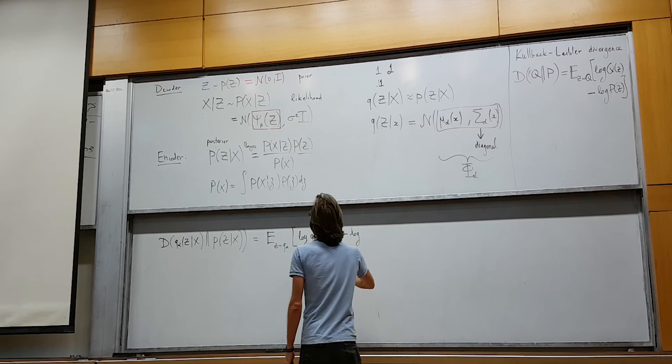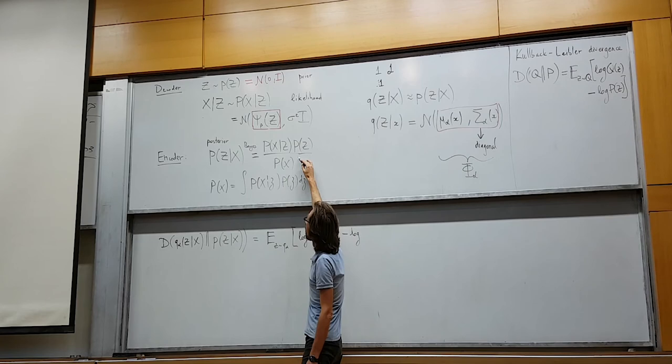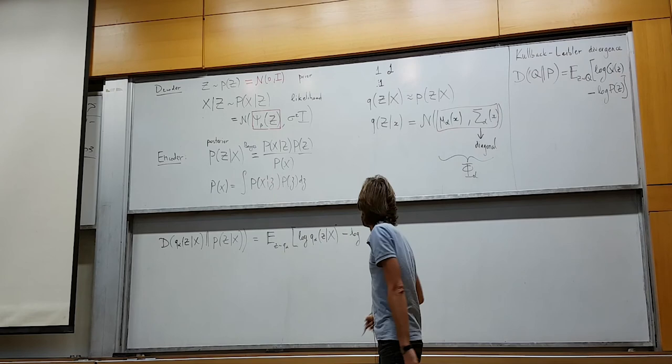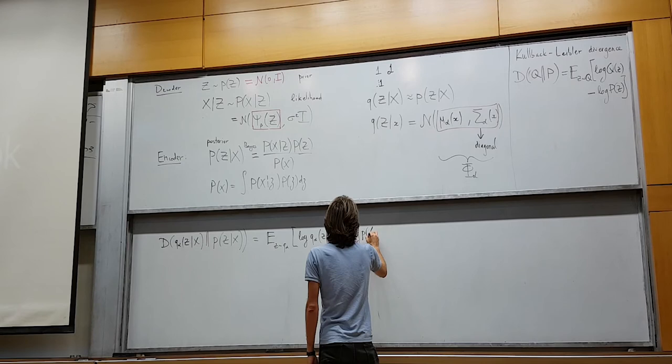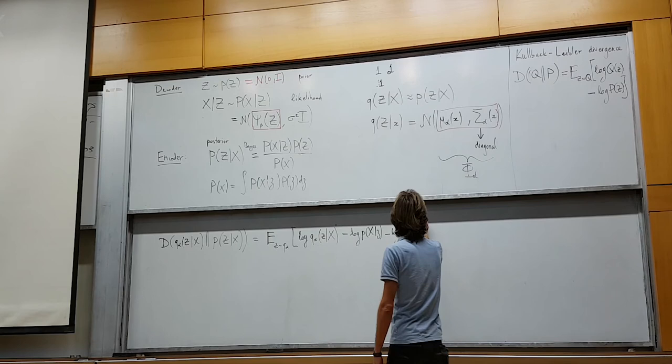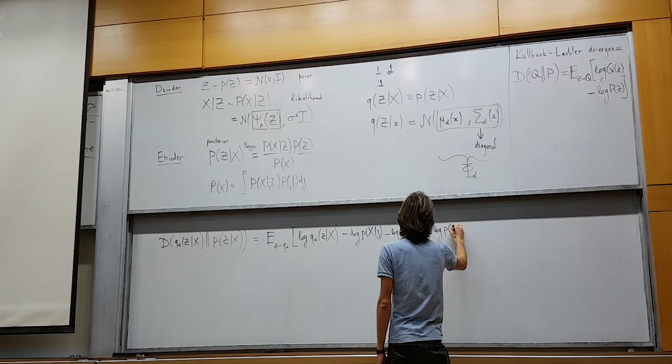Let me write directly using the Bayes theorem. So I will substitute the log of this, so it will be three terms, right? The sum of the two terms in the numerator minus the term in the denominator. Okay. So it will be minus log p of x given z, minus log p of z. And the log of p(x) doesn't depend on z in the expectation, so I will put it outside the expectation. It will be plus log p(x). Okay? This is the Kullback-Leibler divergence.